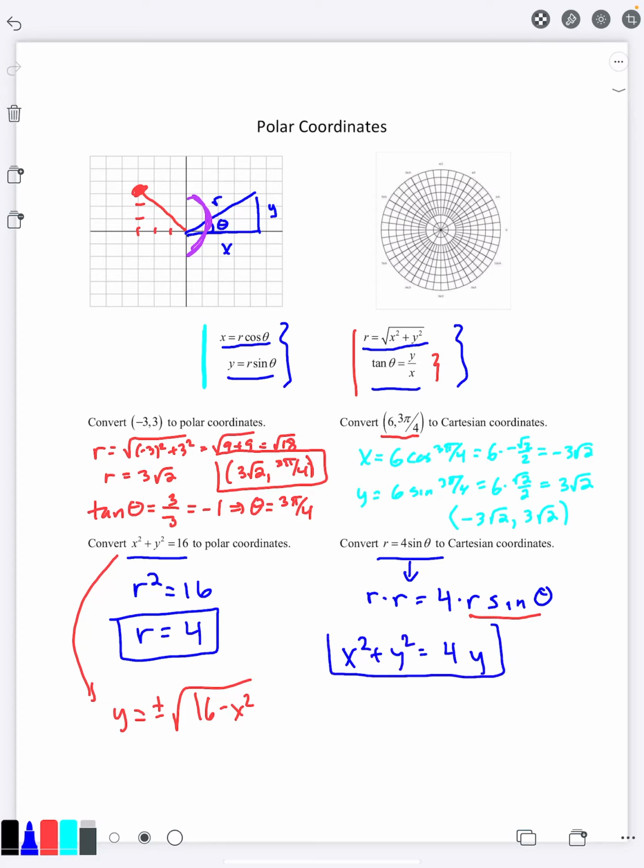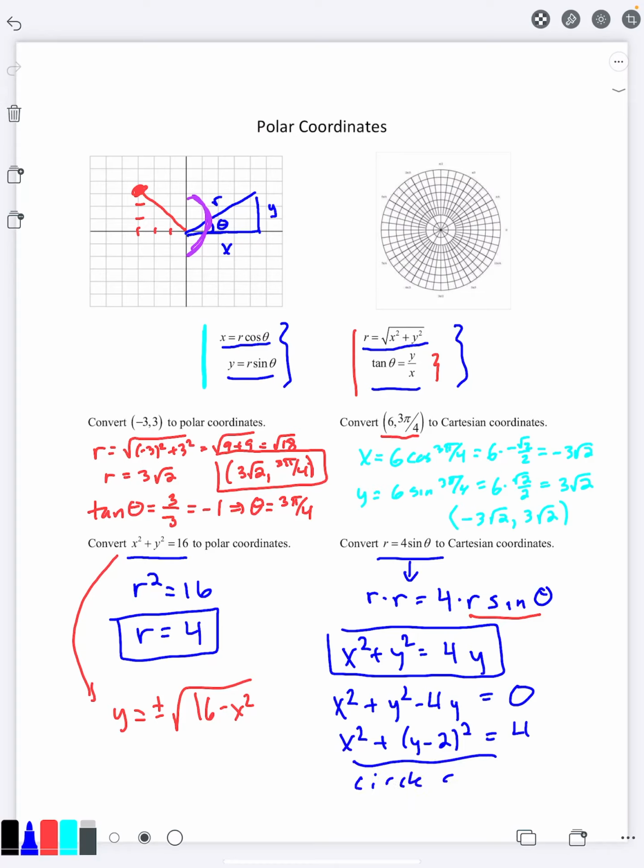Now this right here is perfectly fine. You have a Cartesian coordinate equation. But if you wanted to know what your shape was, because it might be important to graph it, you'd have to do a little bit of completing the square here, adding 4 to both sides. And once you do, you realize you have a circle whose center is (0, 2) and whose radius is 2. So now we know that r equals 4 sine theta is going to be a circle here.